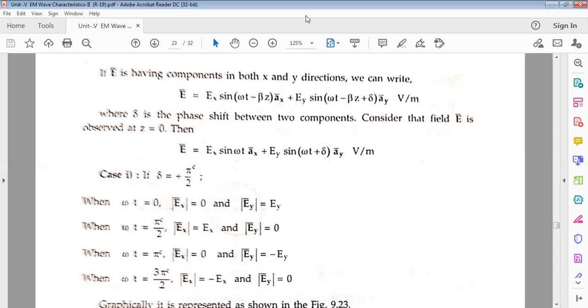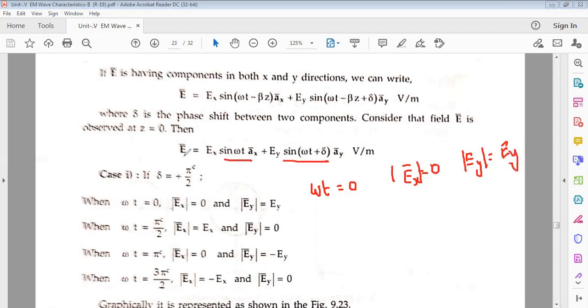Now, when omega t is equal to 0, what happens here? Sine 0 is 0, so the Ex bar component is 0. And sine 90 gives the Ey bar at its maximum. The magnitude of Ex is 0 and the magnitude of Ey is Ey. Here one has value 1 and the other is 0. So E bar is equal to Ey, the first one.